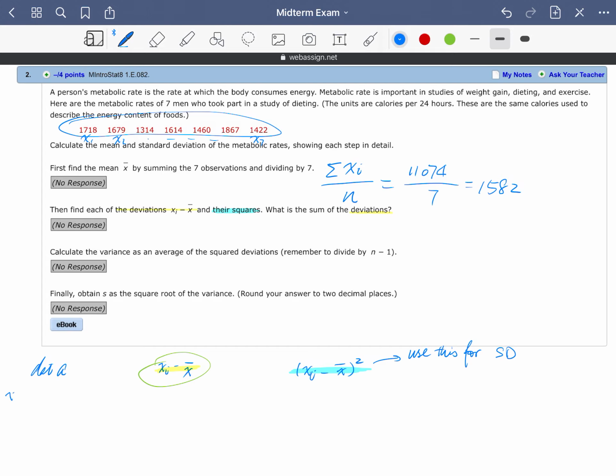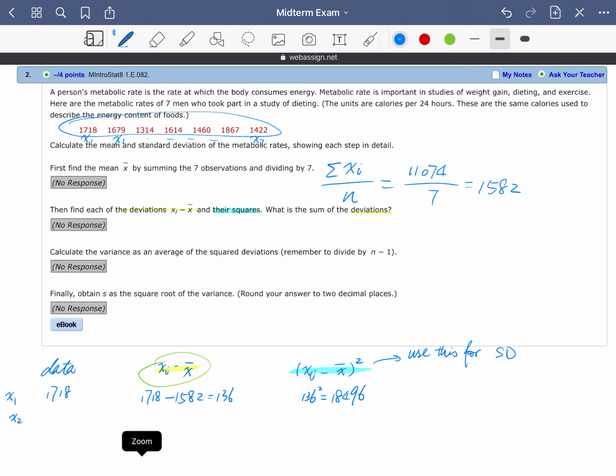So for example, for the first data x1, we have 1718. So the deviation would just be 1718, subtract the mean, which is 1582. When you do that, the answer is 136. And of course, the square of that, use your calculator, is 18,496. Okay, so this is for the first data.